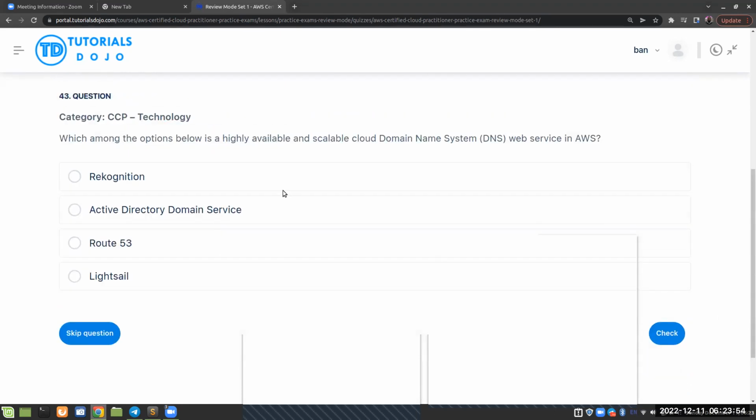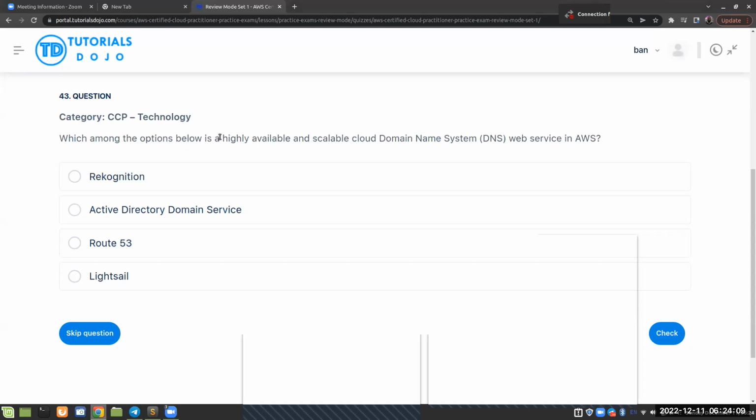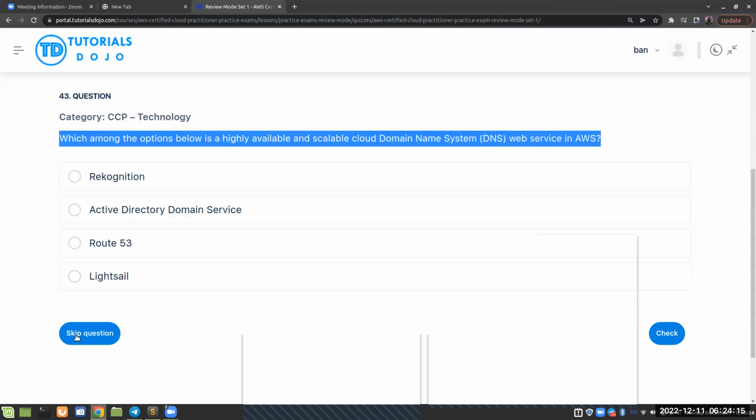Next question is for you, Leslie. Which among the options below is a highly available and scalable cloud Domain Name System web service in AWS? Highly available, scalable Domain Name System in AWS. Which one would that be?